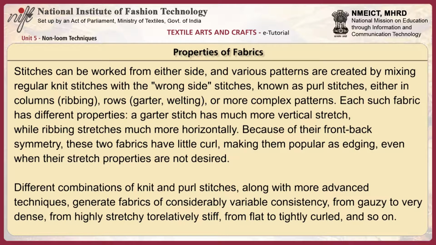Stitches can be worked from either side, and various patterns are created by mixing regular knit stitches with the wrong side stitches known as purl stitches, either in columns, ribbing, rows, garter or welting, or more complex patterns. Each such fabric has different properties. A garter stitch has much more vertical stretch, while ribbing stretches much more horizontally. Because of their front-back symmetry, these two fabrics have little curl, making them popular as edging even when their stretch properties are not desired.